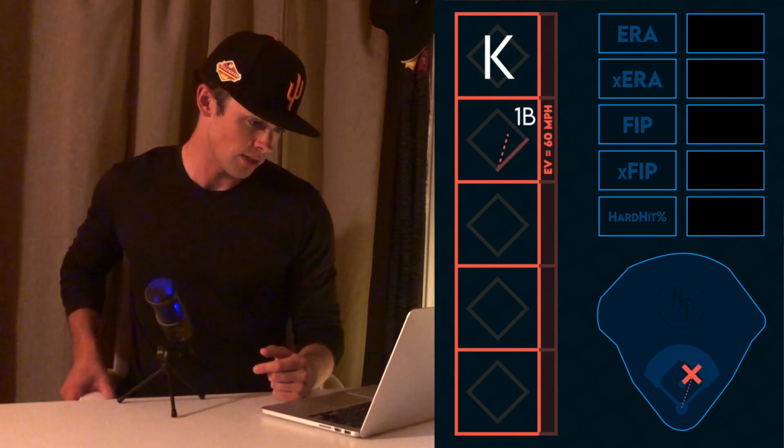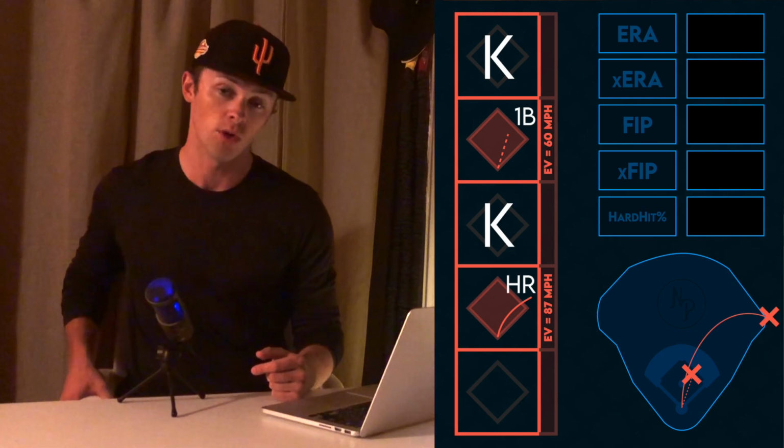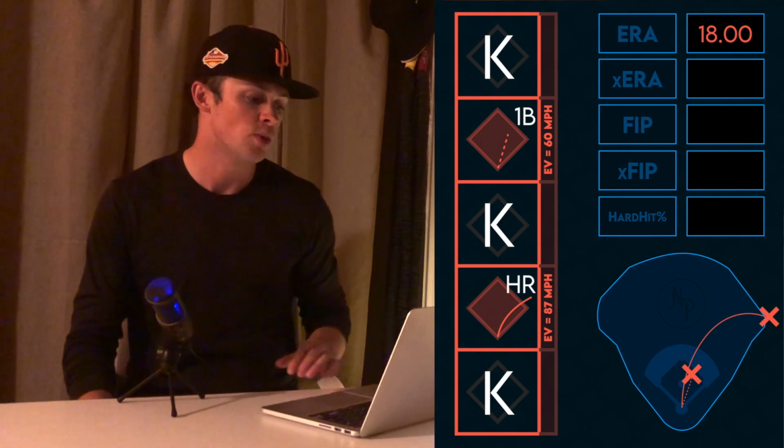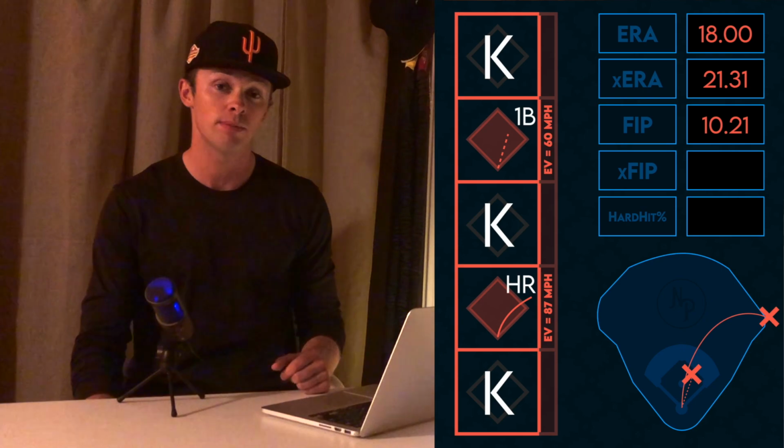Strikeout, weak ground ball single, strikeout, home run to right field at Yankee Stadium that barely clears the wall, and strikeout. Lots of weak contact, very unlucky showing. ERA is 18, xERA 21.31, FIP is 10.21, xFIP would be negative. It's time to show some love for the victims of bad luck on a pitcher's mound.